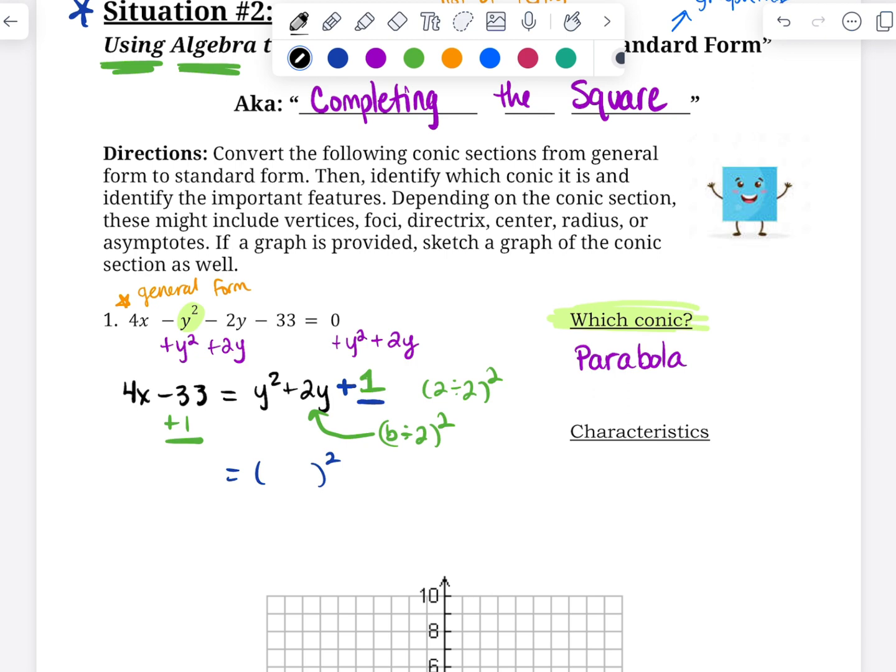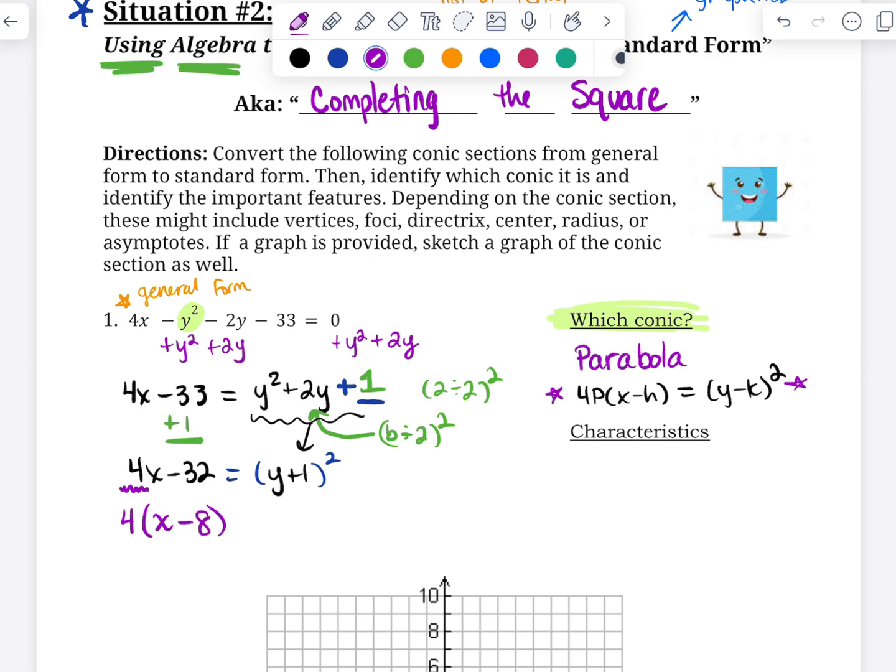So that means I'm going to have 4x minus 32 equals y plus 1 squared, because that's what this factors to. Now my square is complete. I have a perfect square. I do want to remind you that if the y is squared, I've got something like, and I'm just going to write it with the 4p first, 4p in parentheses x minus h equals y minus k squared. Right now, I do not have this leading coefficient factored out so that it follows this same format. So I'm going to factor out the 4, and then I will have x minus 8 equals y plus 1 squared.